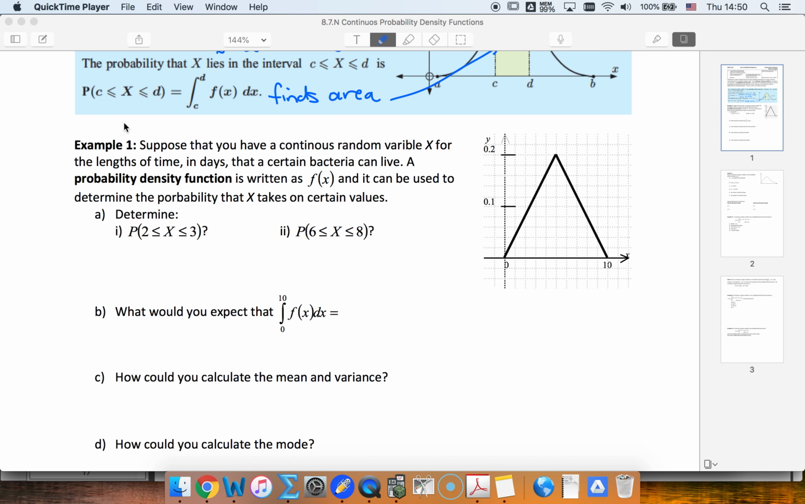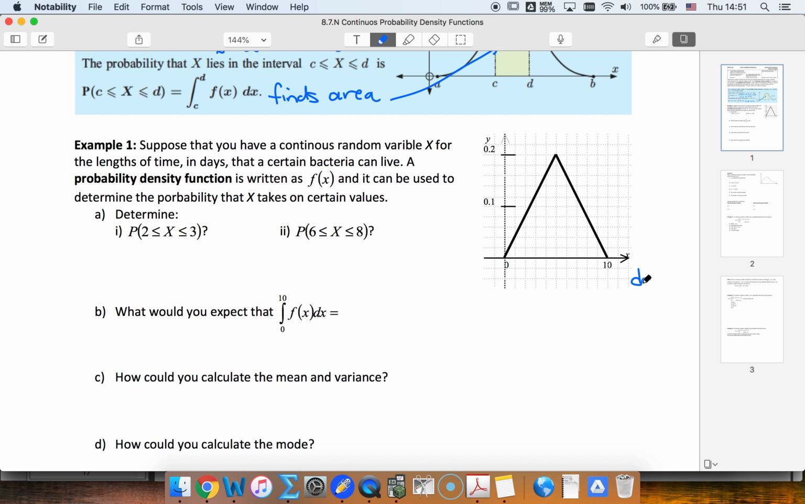All right, so we have a continuous random variable. We've got lengths of time in days that a bacteria lives. So our function f of x takes on this shape over here. So we can use it to determine our probabilities that x is between 2 and 3. So we want to know what's the probability it lives between 2 to 3 days.